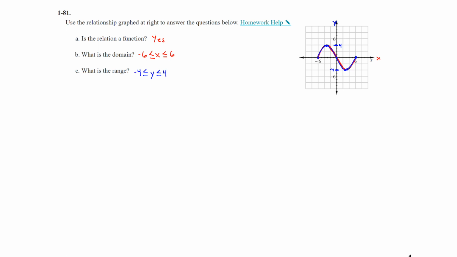Another thing that can potentially help you out with some of these graphs: if you make a box around how far to the left it goes, how far to the right it goes, and then how far up and down it goes, it gives you that idea. The box goes as far as -6 to the left, +6 to the right, as high as 4, and as low as -4. So it gives you that idea as to what your x and y values are.